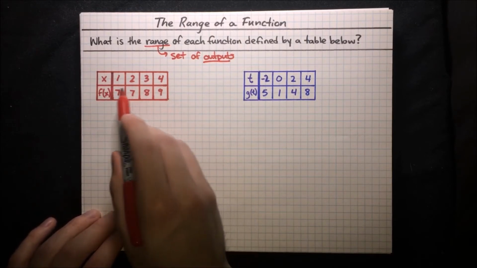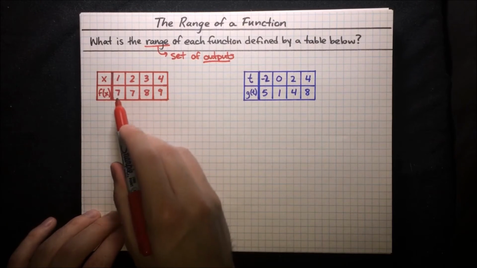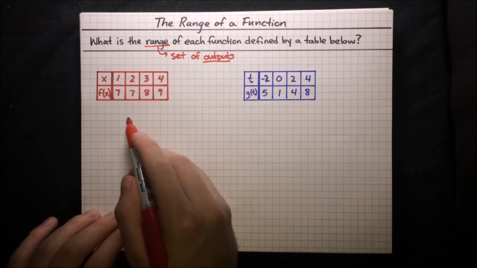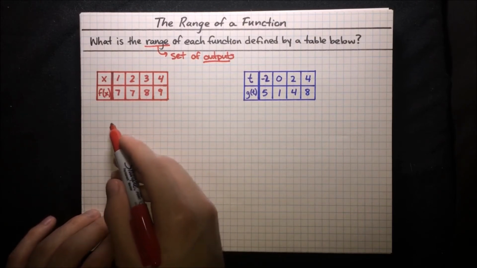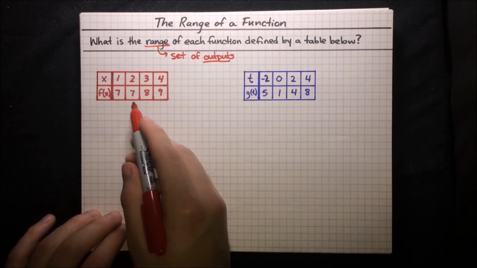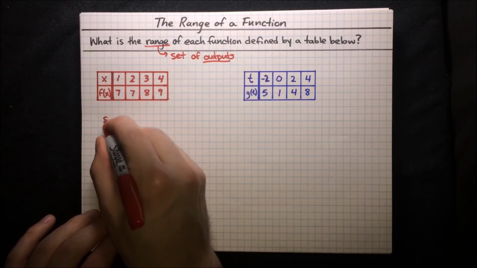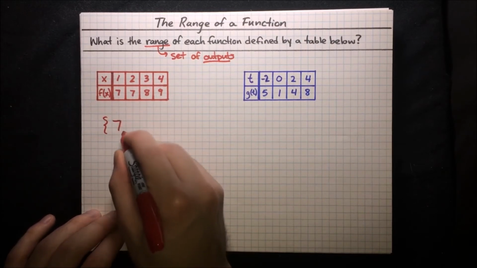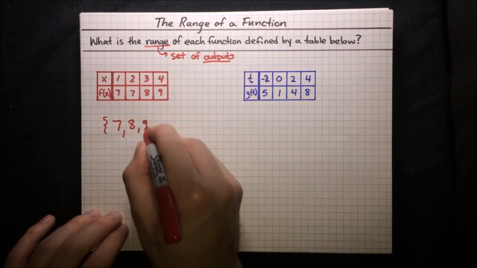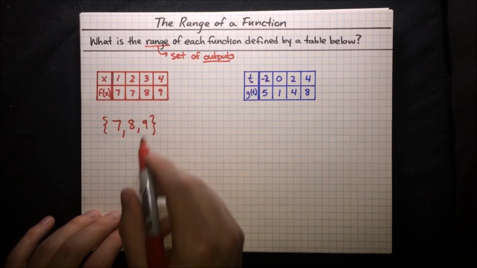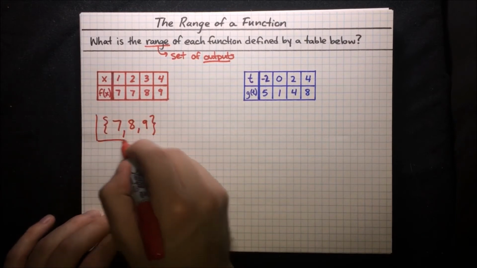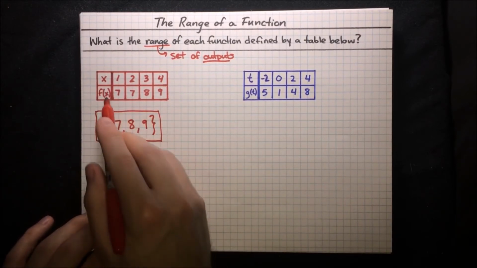Now when we turn those output values into a set, we always remove the duplicates. A number is either in the set or out of the set. It doesn't matter if it occurs more than once. So when we write down the set of outputs, we'll only count 7 once. We'll only write that down one time. So 7, 8, and 9 are the set of outputs. Therefore, that is the range of this function f displayed in that table.